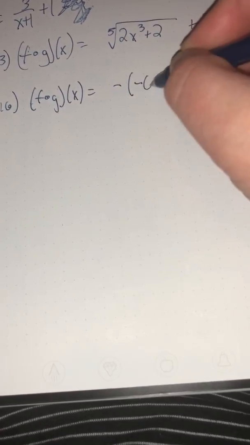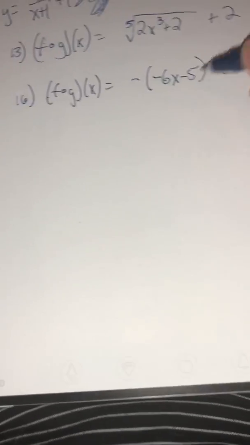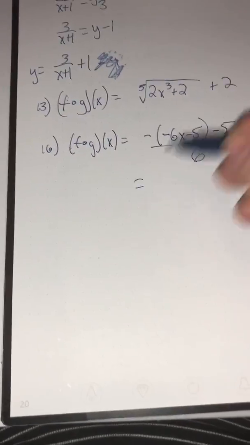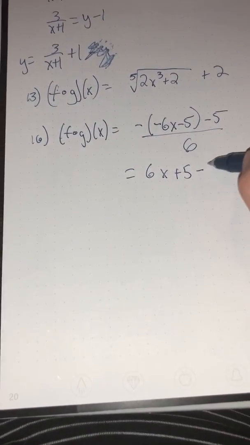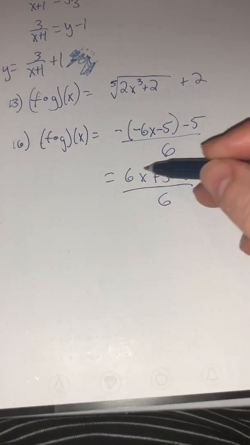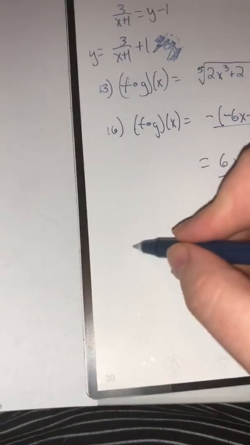Negative 6x minus 5, minus 5, all over 6. Okay, let's simplify that out. So up top now I have positive 6x plus 5, minus 5, all over 6. Well, plus 5 minus 5 is gone. 6x over 6 is just x. That's a good sign. Let's try g of f of x.